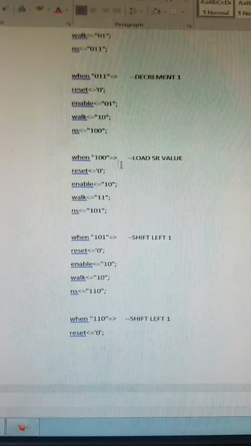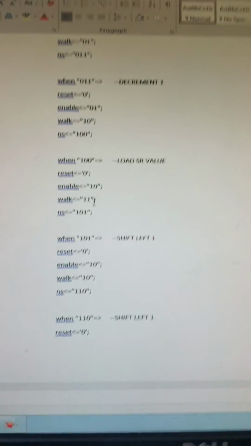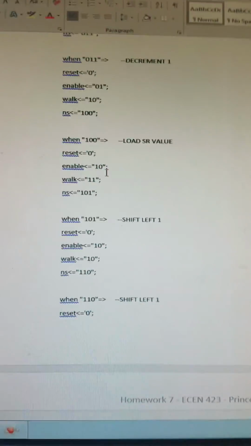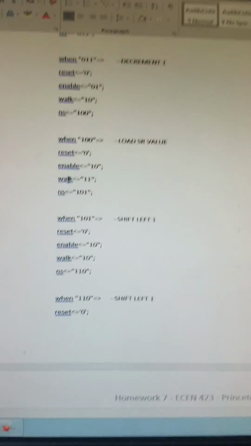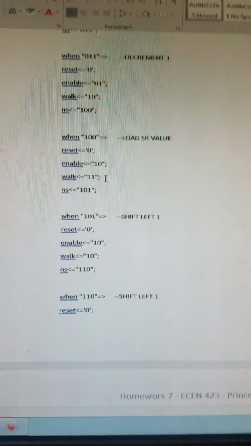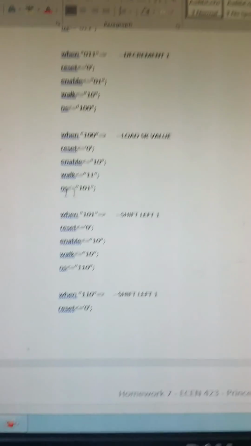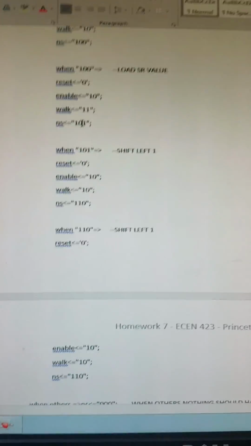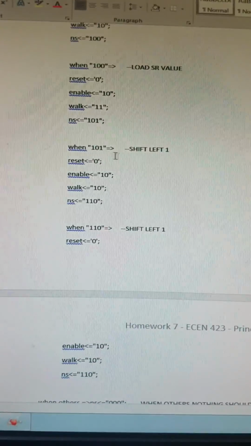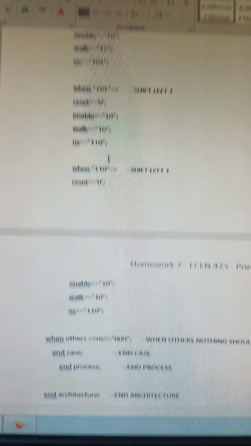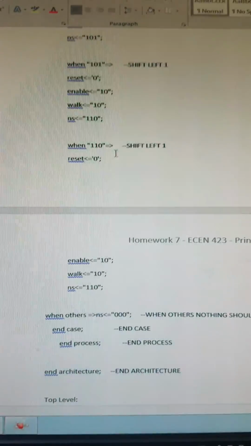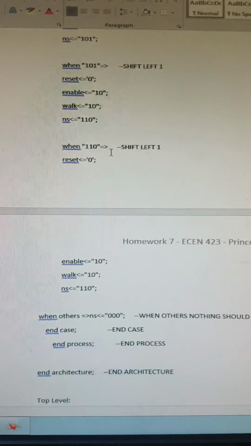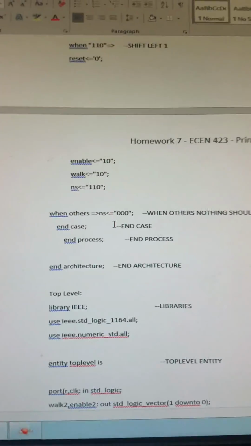So again, when 100, reset 0, enable is detecting 2, then our walk is at the 3rd state, and our next state will become 101. And I'll move on to the next state. Here we're shifting left, and we were directed to shift the register twice. So that's the second shift.